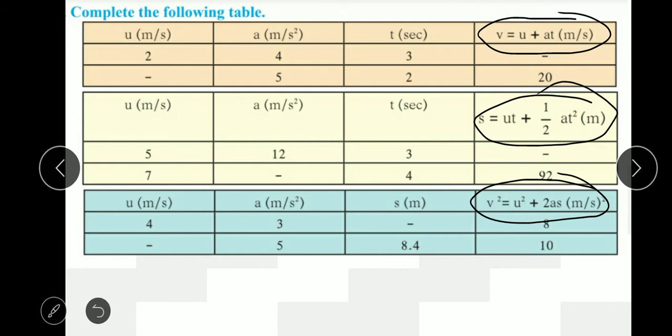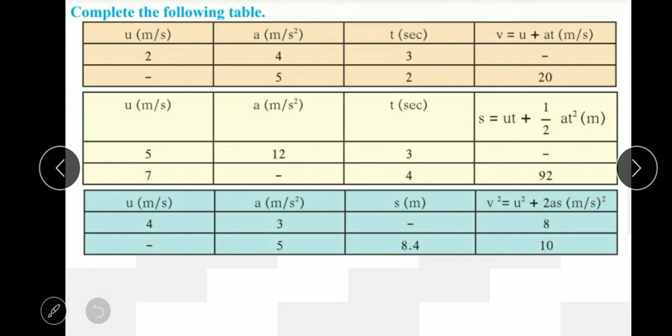When you see this table, students, here is the first question. In the first row, u is given as 2, a is given as 4, and t is given as 3. What we have to find is v.